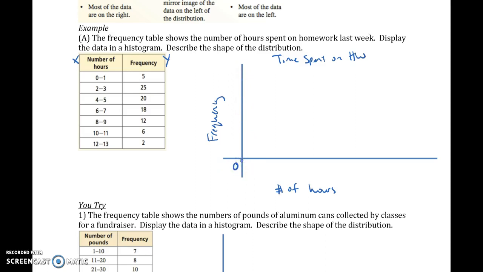So here is 0. And again, I have 1, 2, 3, 4, 5, 6, 7 bars, so I'm going to space this out. 1, 2, 3, 4, 5, 6, 7, and I know I didn't do a great job of trying to be even there, but you want to be as even as possible. And again, use graph paper, that way we can make sure we're 100% even. And each of these is going to be the interval. So 0 to 1, 2 to 3, 4 to 5, 6 to 7, 8 to 9, 10 to 11, and 12 to 13. So those are my numbers of hours.